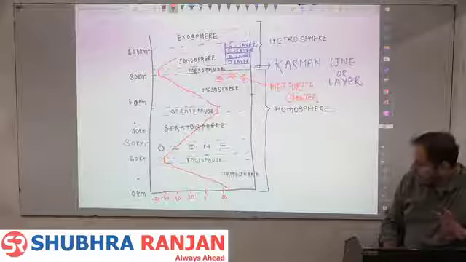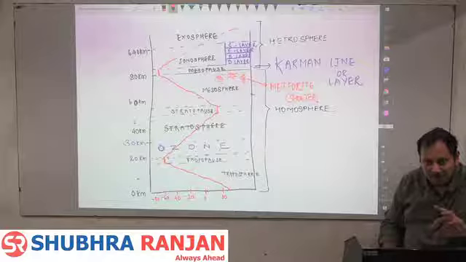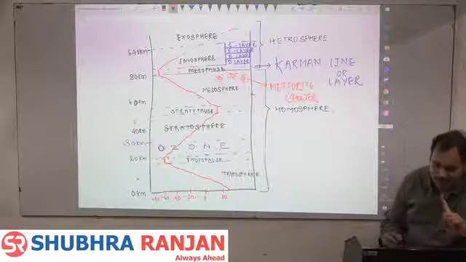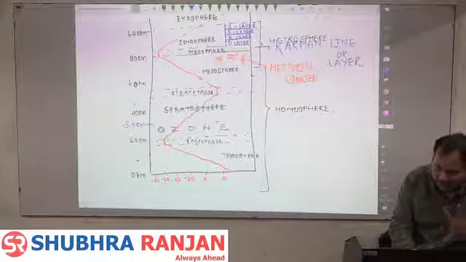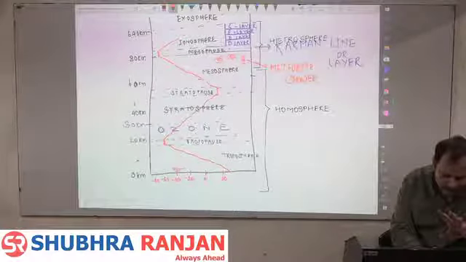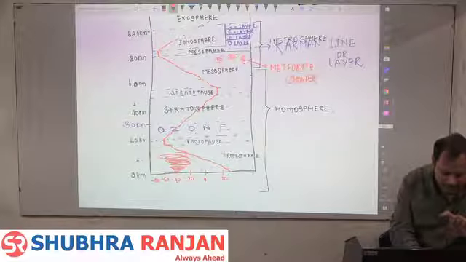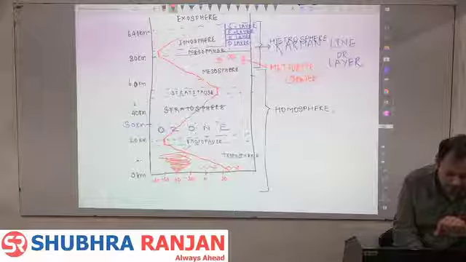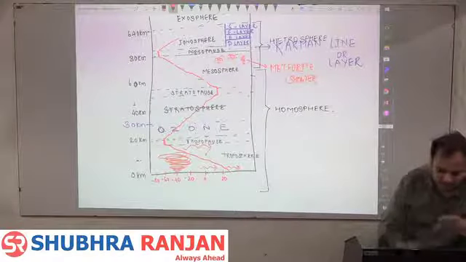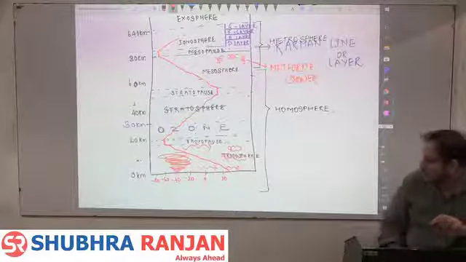Fine? And tropo मतलब mixing, sphere मतलब area, जहाँ पे mix हो रहा है air. कैसे mix हो रहा है? Either by the process of convection or either by the process of winds, surface winds, or either by the process of jet streams. So हमेशा यहाँ पे mixing है, या by the process of clouds formation. This is what is occurring.